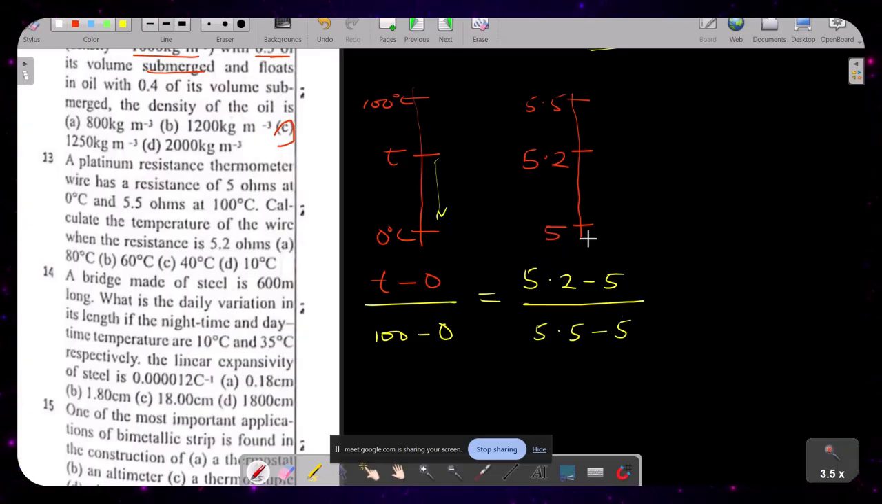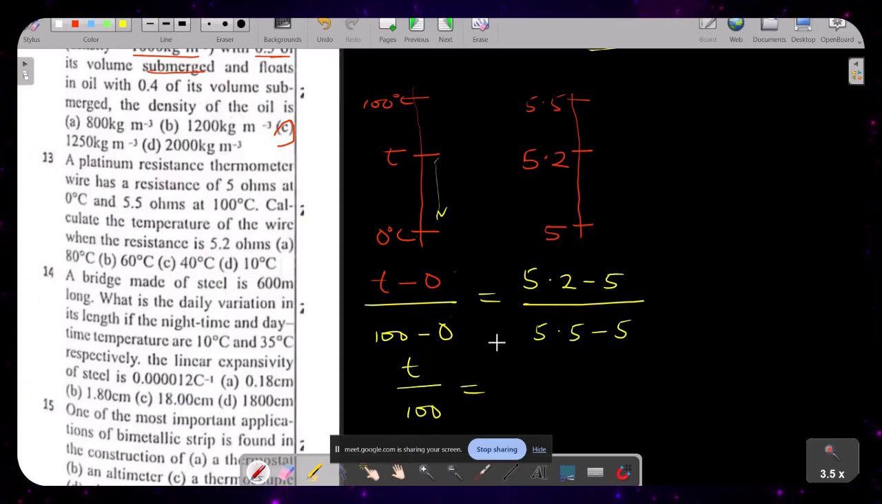You can also do it the other way around, they're all the same thing. You can say 100 minus 0 all over T minus 0, which is still the same thing. You can turn it upside down, and it's still the same answer. So T minus 0 over 100 minus 0 will give me what?